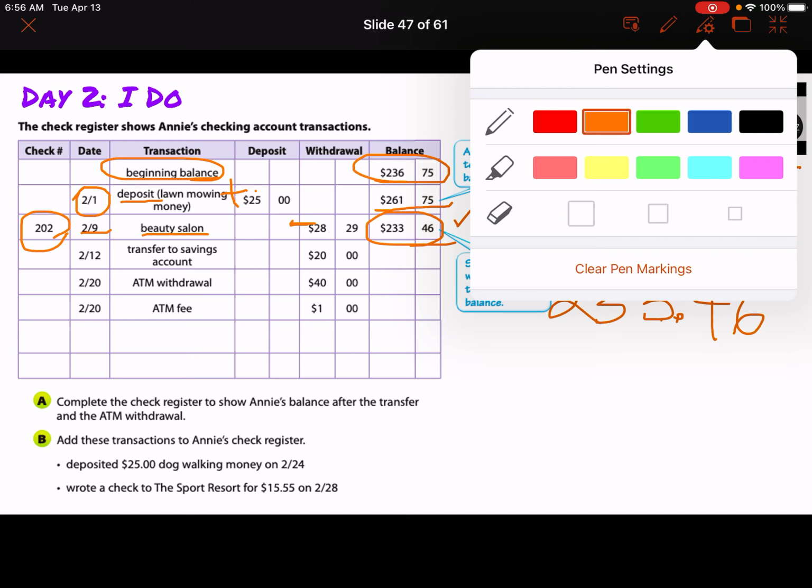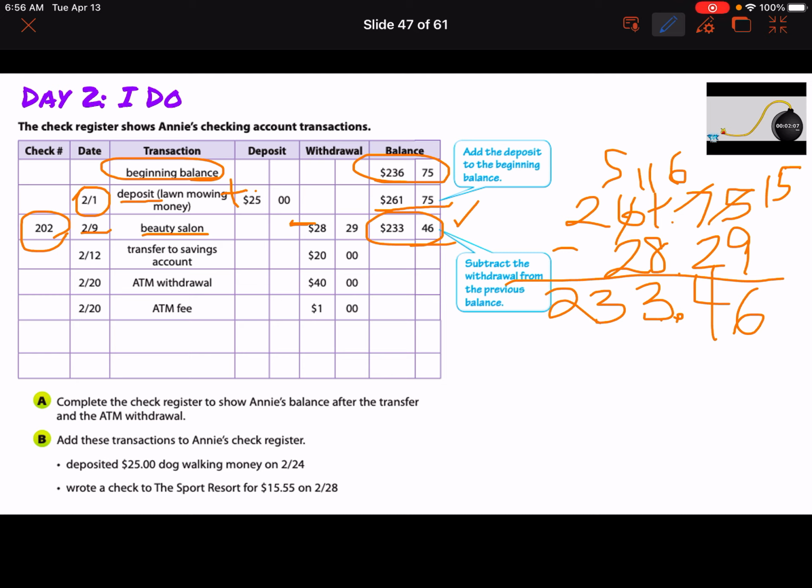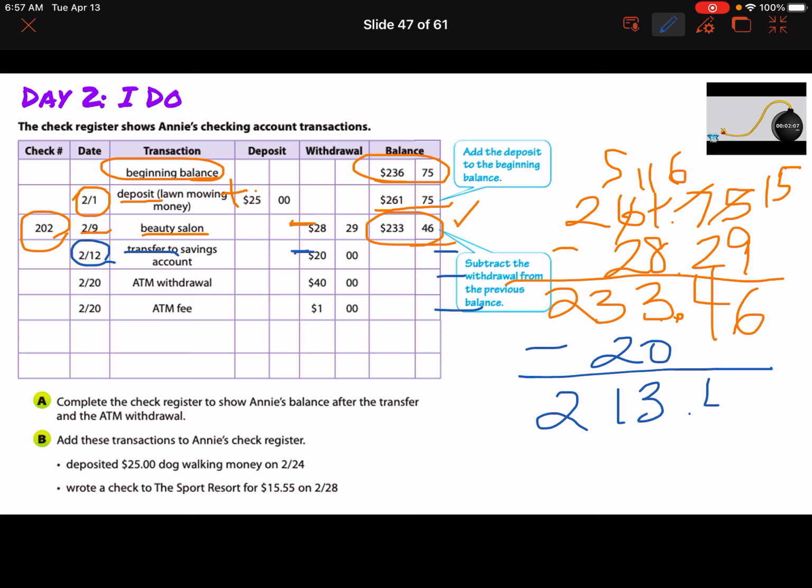Now it looks like they want us to solve the remaining 3 transaction balance. So on February 12th, there's a transfer to savings account. Whenever we have a transfer, remember, we are subtracting. So we're subtracting $20 from the previous balance, giving us a total of $213.46. Remember, the cent is on one column and the dollar amount is on the other column.